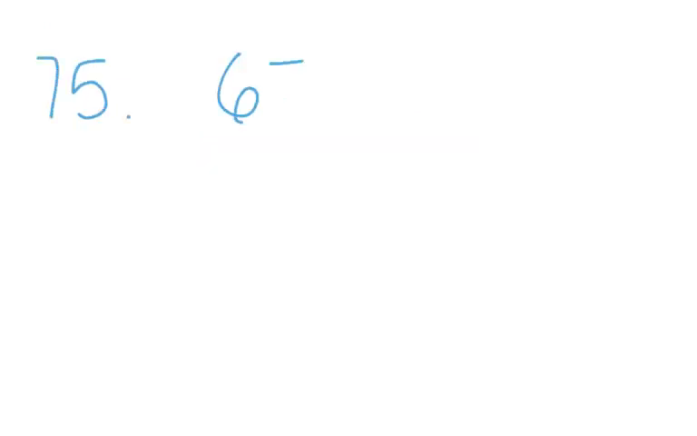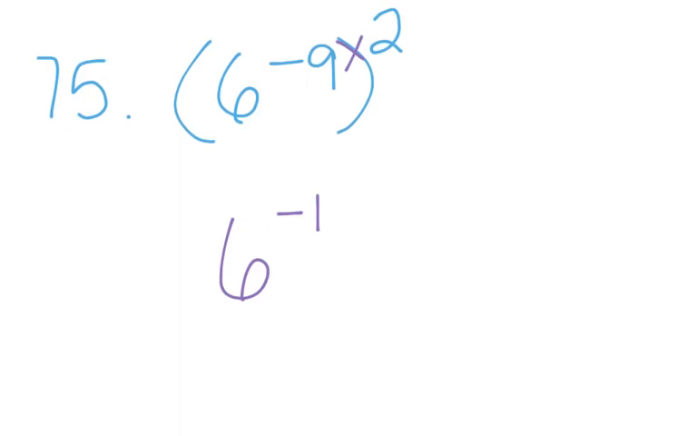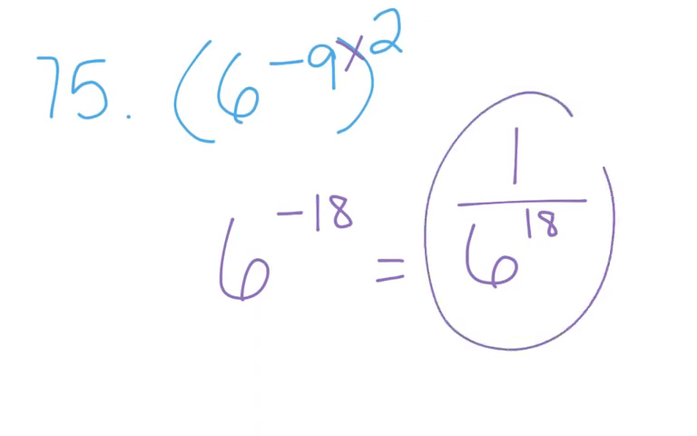All right, number 75. You have 6 to the power of negative 9, squared. Here you're going to multiply the exponents. Keep your base. Negative 9 times 2 is a negative 18. And then the proper way to write this would be to actually put it under 1, and then the exponent would become positive. I will accept either way, but as you move up in math, this is the way you're going to write negative exponents.